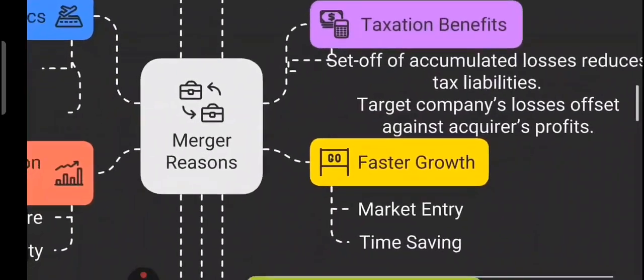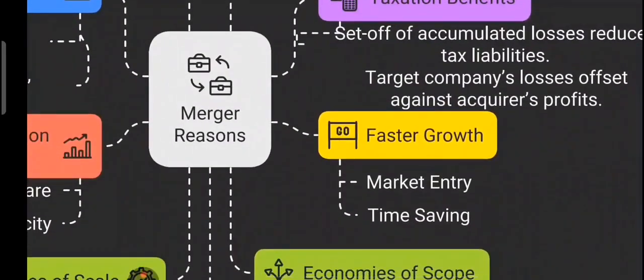Then we have faster growth, right? So merger also brings faster growth, enabling quicker market entry and saving valuable time that would otherwise go into building from scratch, right? So faster growth, first of all, a quicker market entry and saving valuable time. Obviously it helps to save the valuable time that would otherwise go into building from scratch.